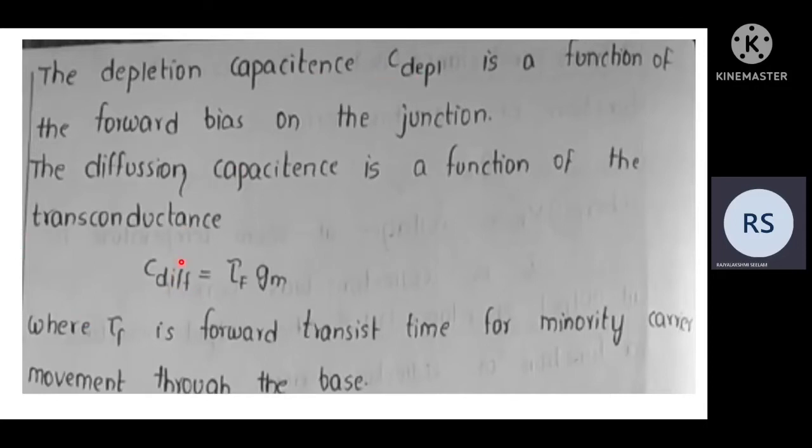So here the diffusion capacitance is a function of the transconductance. CDIFF equals tau F into gm, where tau F is the forward transit time for the minority carrier movement through the base.